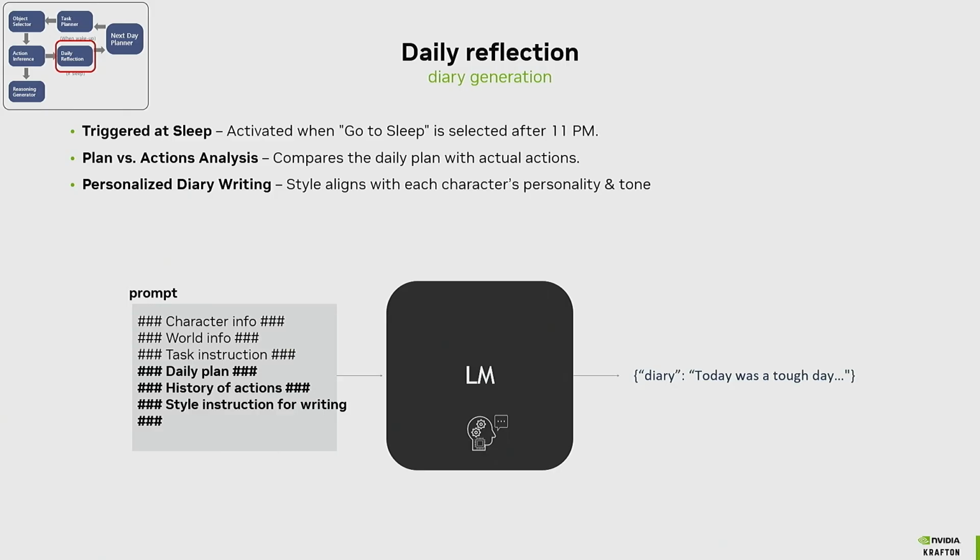Let's move on to the daily reflection agent. Daily reflection is performed when the go to sleep action is selected after 11 p.m., as we saw in the demo. The system analyzes by comparing the daily plan with the history of actions and then writes a diary. We also carefully design the writing style instructions for the diary, ensuring that each character's diary reflects their unique personality and way of speaking.